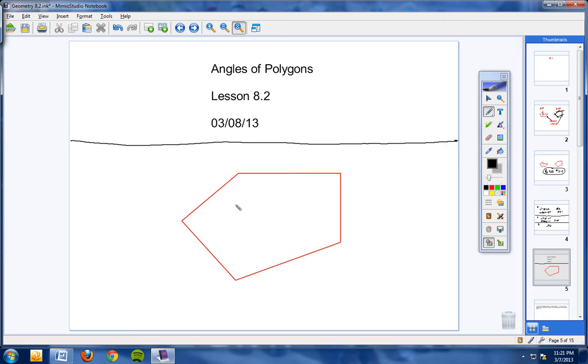Now while you're copying this into your notes, you should know that this angle right here, I'll put an X, is an interior angle. It's on the inside. This is an interior angle. This is an interior angle. This is an interior angle. And this is an interior angle. We should know that. You can write that down, you probably don't need to. I'm just pointing out what we call an interior angle. It's an angle on the inside of the polygon.